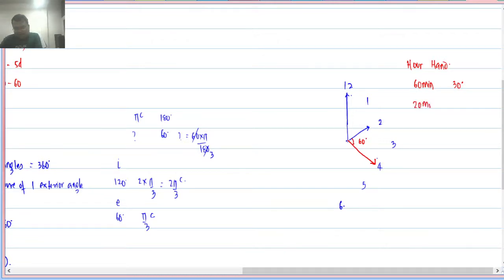So in 20 minutes, it will move how much? Question mark is 20 into 30 upon 60. Three twos are 6, two tens are 20, so it will move 10 degrees. So it will come over here. So this angle is 10 degrees. So 60 minus 10, this angle will be 50 degrees. So at 20 minutes past 2, the angle between the hour hand and minute hand will be 50 degrees. That will be the answer. Okay. So we'll stop here. We'll continue in the next lecture.